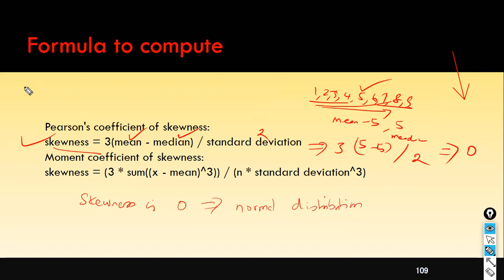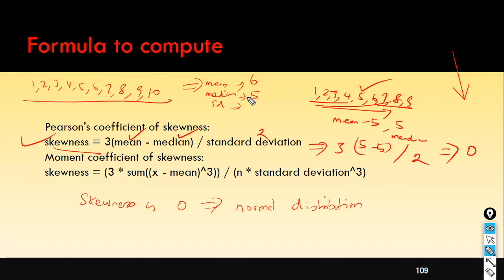Let's say I'm going to add one more value here, 10. So the data is 1, 2, 3, 4, 5, 6, 7, 8, 9, 10. In this case, what are the mean, median, and standard deviation? The mean is somewhat 6, right? The median is still 5. And the standard deviation is 3. If you plug in these values, 3 into 1 is 3. 3 divided by 3 is 1. So in this case, the skewness is equal to 1.